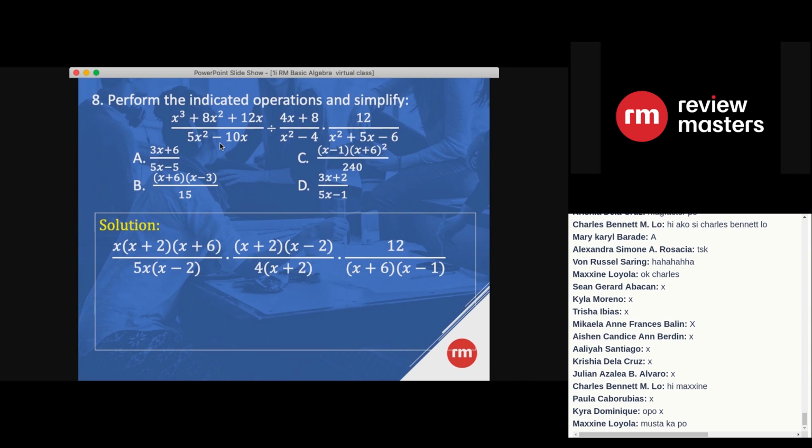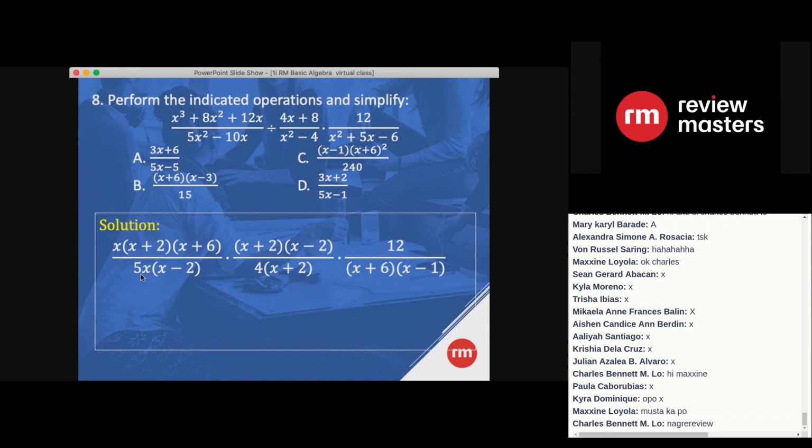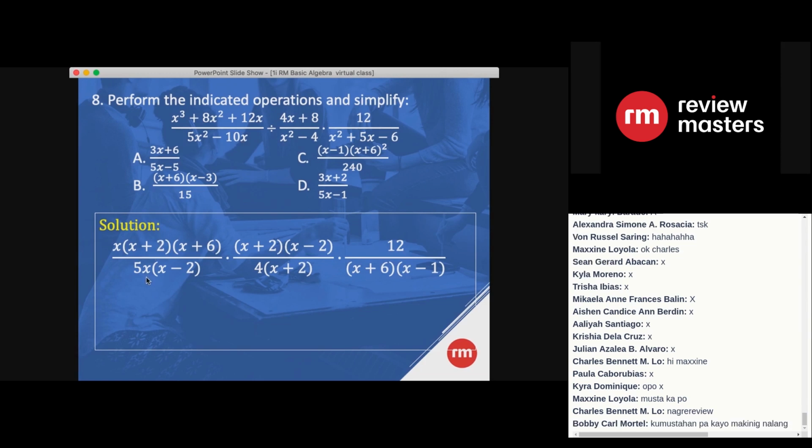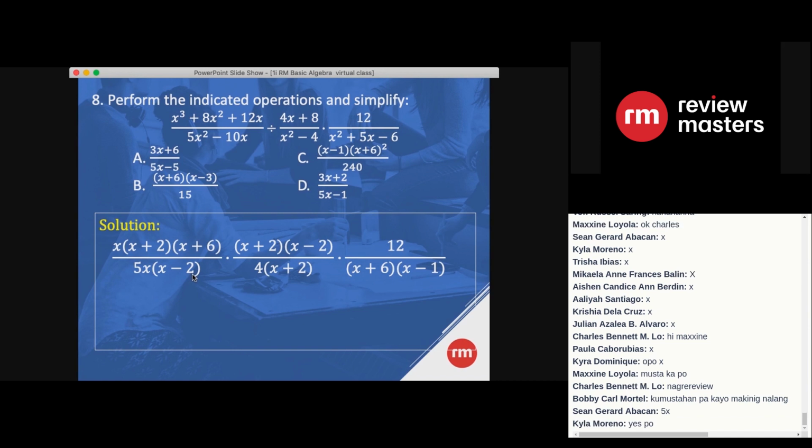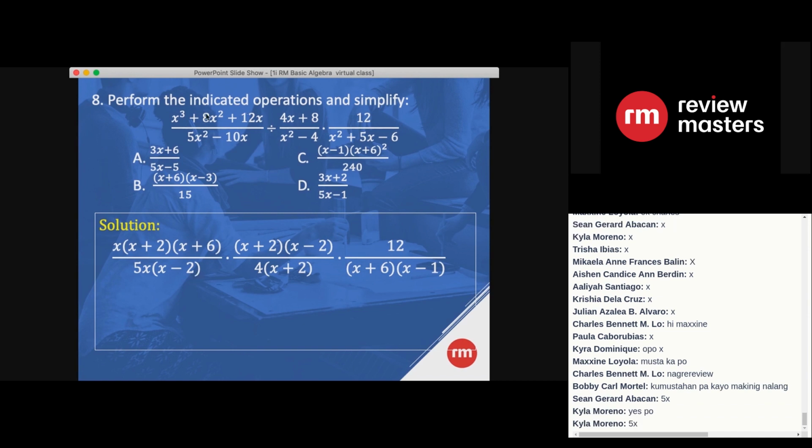The common factor is 5x. That's why it's written here, 5x. And then we divide each term by the common factor, and that will give us x minus 2. Okay? So we are done here.